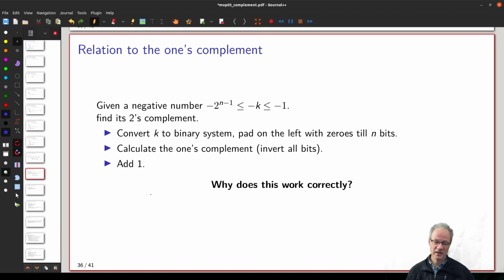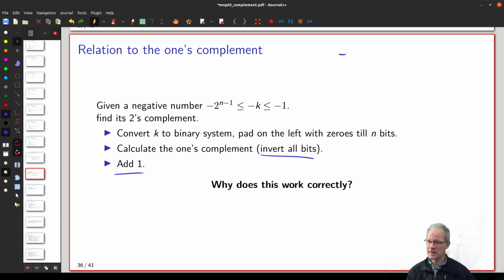So it turns out there's a trick to take advantage of 1's complement, right? The algorithm is, if we want to convert a negative number to a positive using 2's complement, all we do is we calculate 1's complement, we invert all the bits, and then we add 1. As simple as that. Okay?